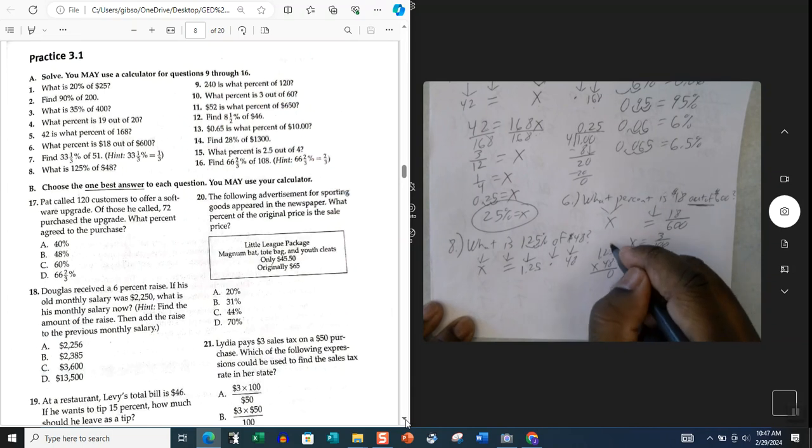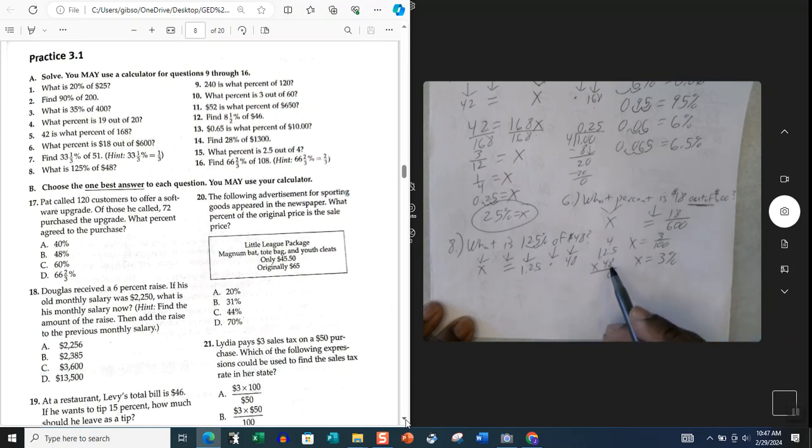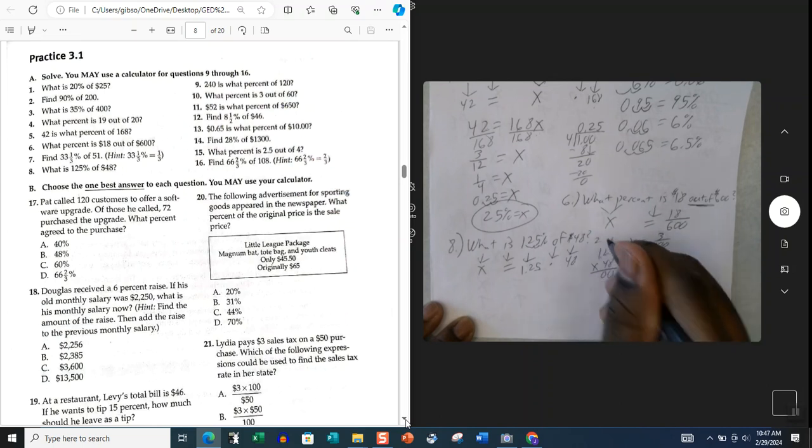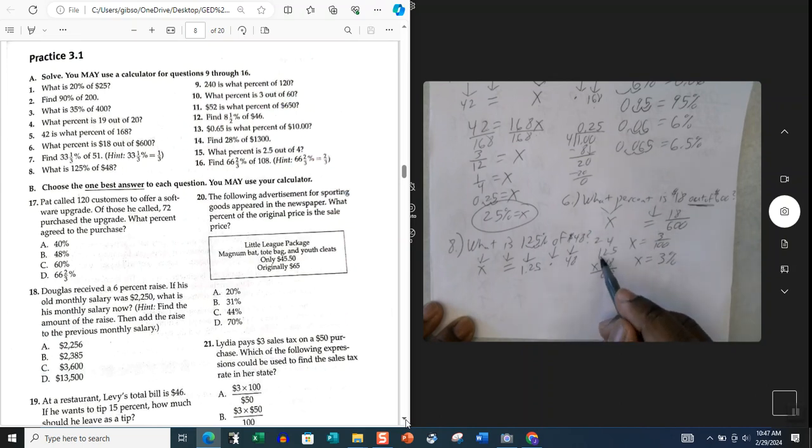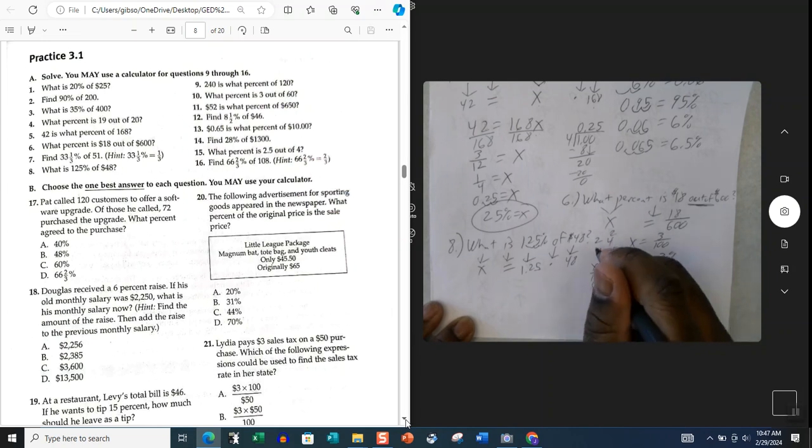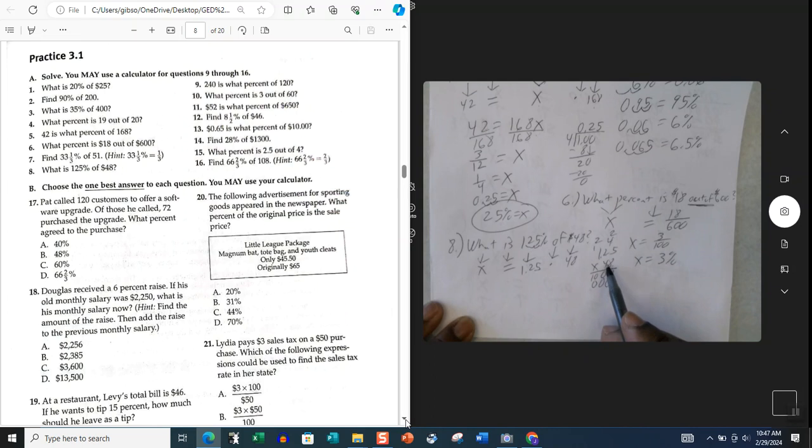8 times 5 is 40. Bring down your 0, carry your 4. 8 times 2 is 16, plus 4 is 20. Bring down your 0, carry your 2. 8 times 1 is 8, plus 2 is 10. Add a 0. 4 times 5 is 20. Put a 0, carry your 2. 4 times 2 is 8, plus 2 is 10. Bring down your 0, carry your 1. 4 times 1 is 4, plus 1 is 5.